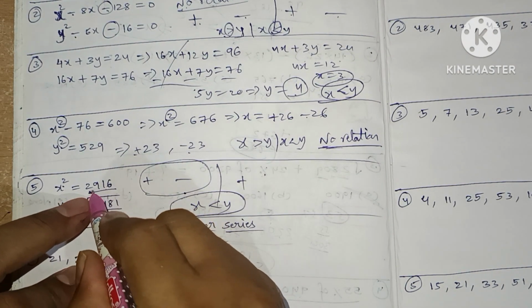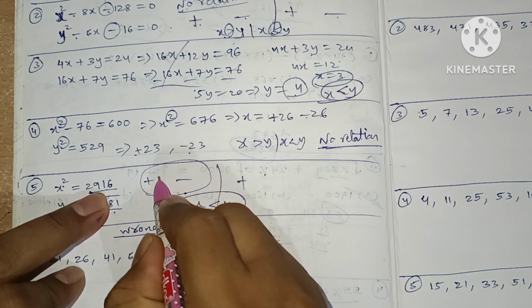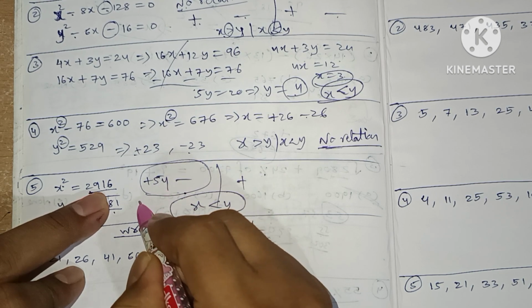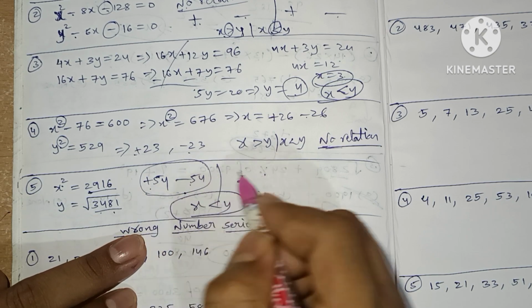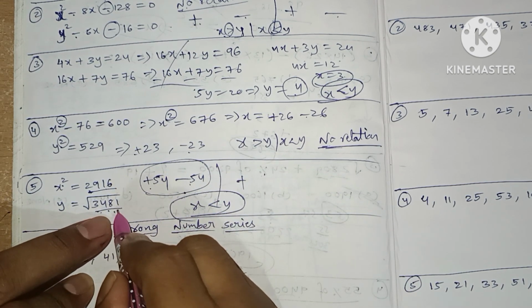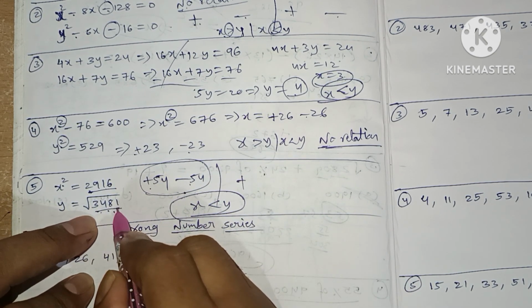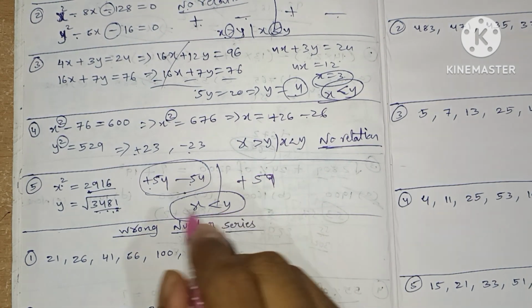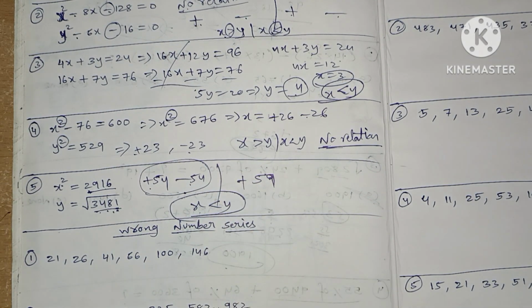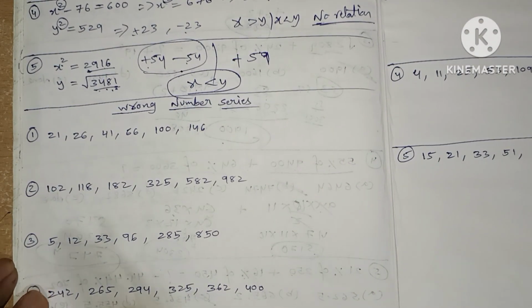Or else we see 2916, it is 54 square, so 54 plus 54 or minus 54. 3481, the unit digit is 1, and this is 59 square. So by comparing these two, x is lesser than y. It is clear. Next one.